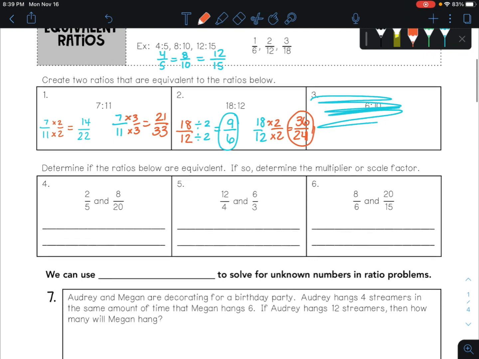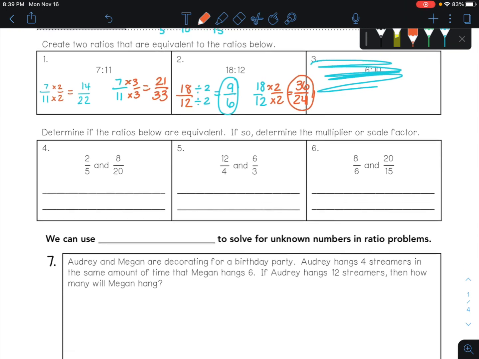Okay? All right, now another thing you might need to do is decide if two ratios are actually equivalent or not. So we can actually do that by just following the rules of our fractions. So 2/5 and 8/20, I have to decide, can I turn 2/5 into 8/20? Well, if I want a 2 to turn into an 8, I would multiply by 4. And I have to do the same thing on the bottom if it's going to be equal or equivalent. And that worked out. So you can say yes, and we multiplied by 4, or we scaled up by 4.